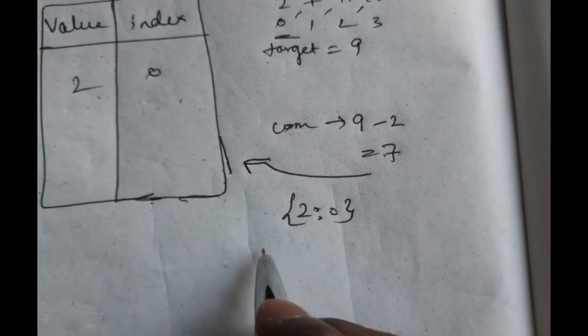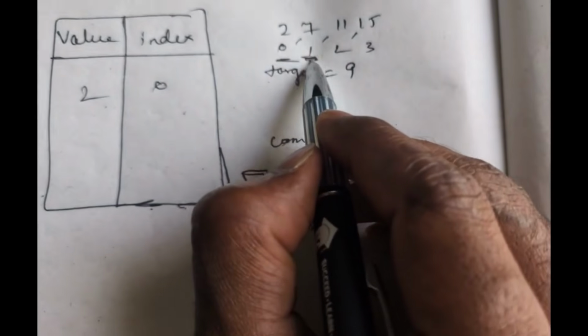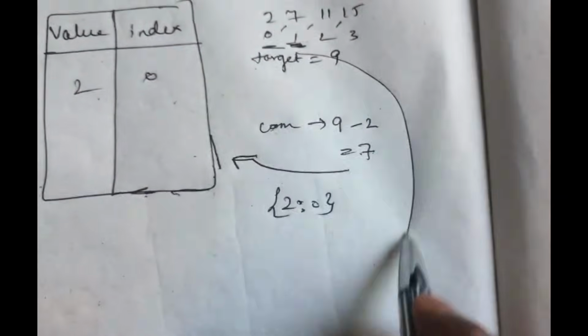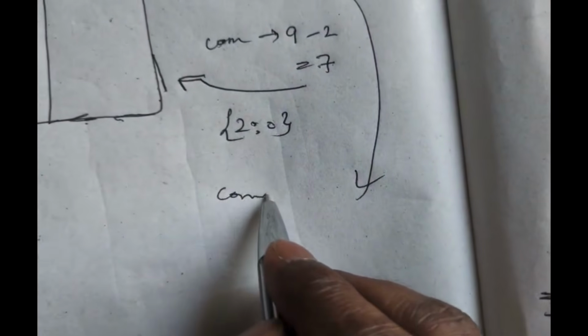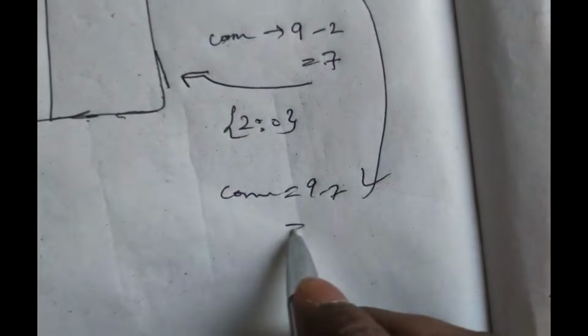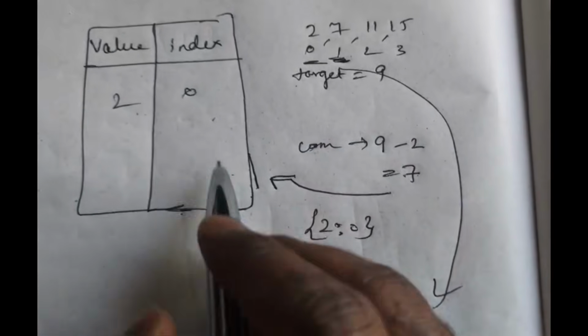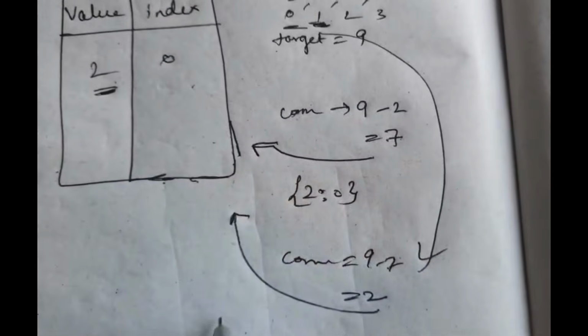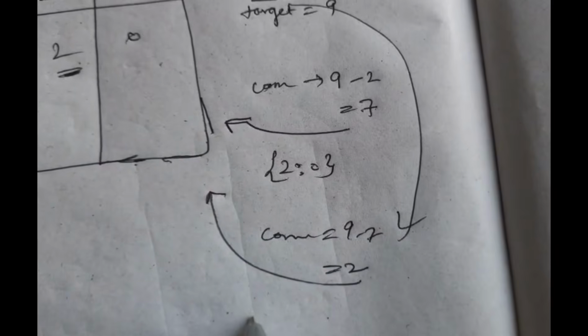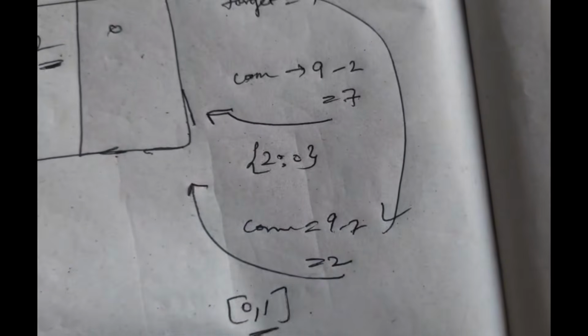Now we'll move to step 2, that is index 1, and we'll check the complement, that is 9 minus 7 equal to 2, and we'll check in our map whether the value 2 exists. So we'll be returning 0 1 as our answer.